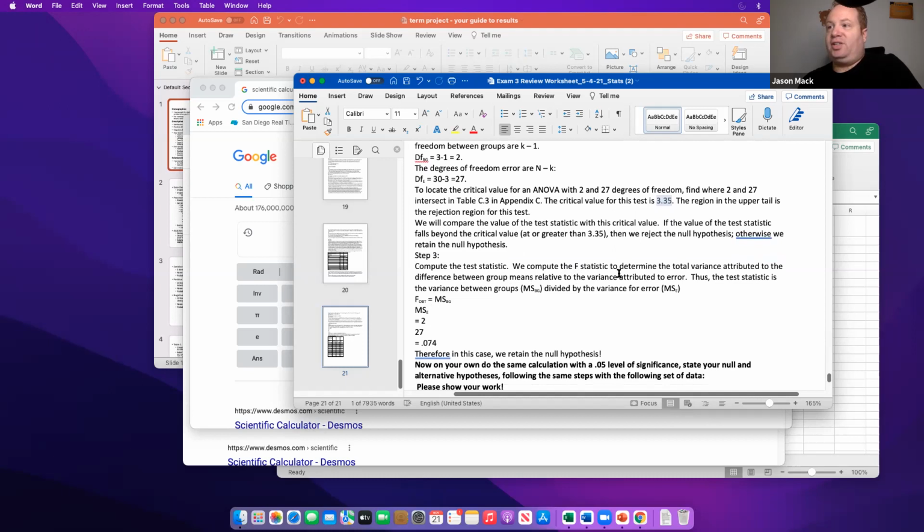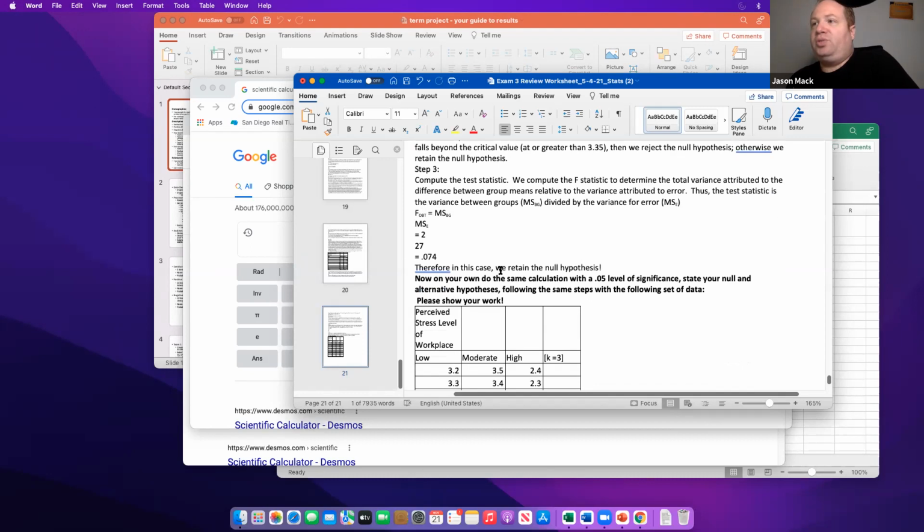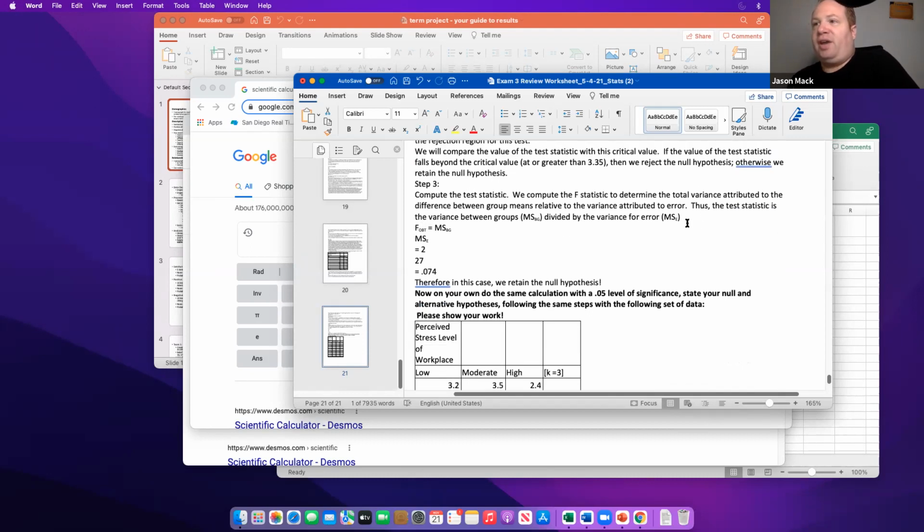So we compute the test statistic. We compute the F statistic to determine the total variance attributed to the difference between group means relative to the variance attributed to error. Thus, the test statistic is the variance between groups, MS between, divided by the variance error, MS error. The F obtained value, MS between divided by MS error, is 2 divided by 27, which is 0.074. Therefore, we retain the null hypothesis.